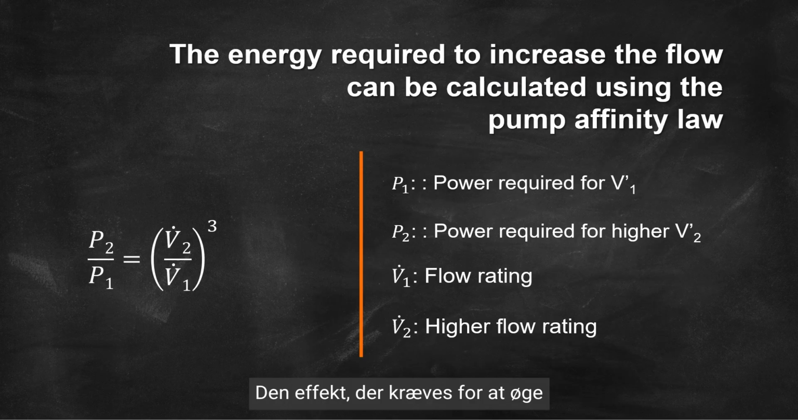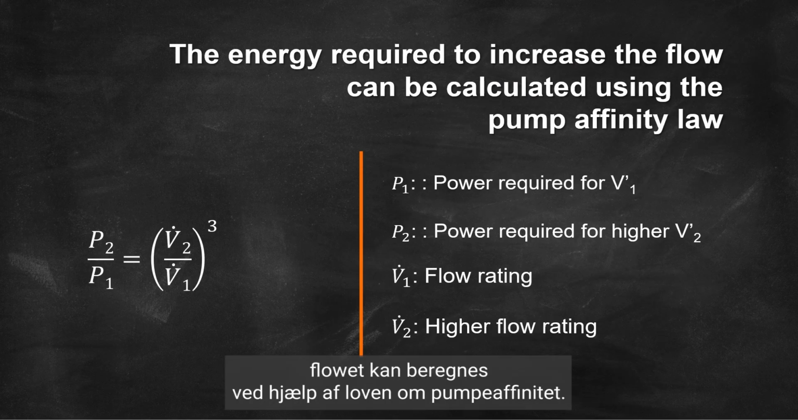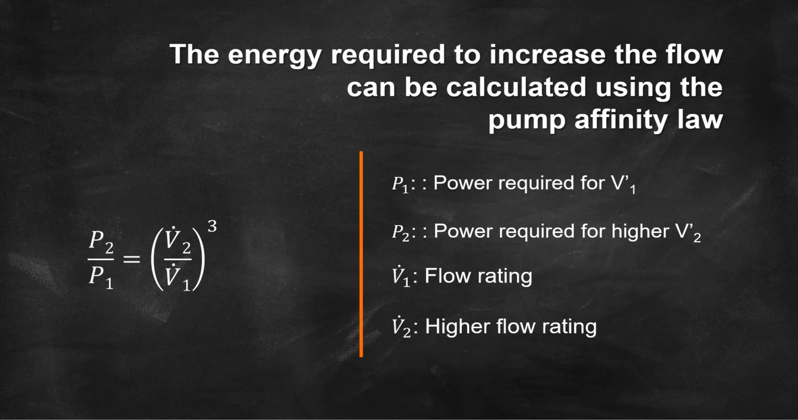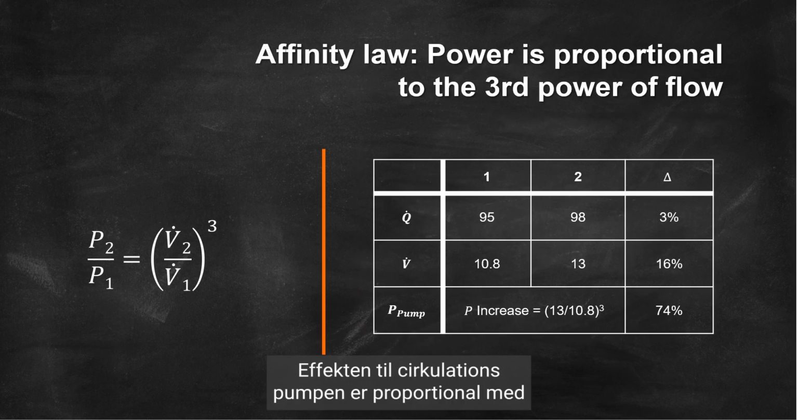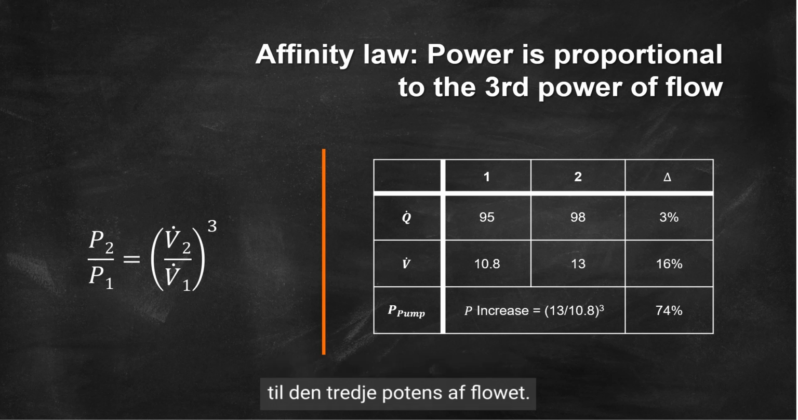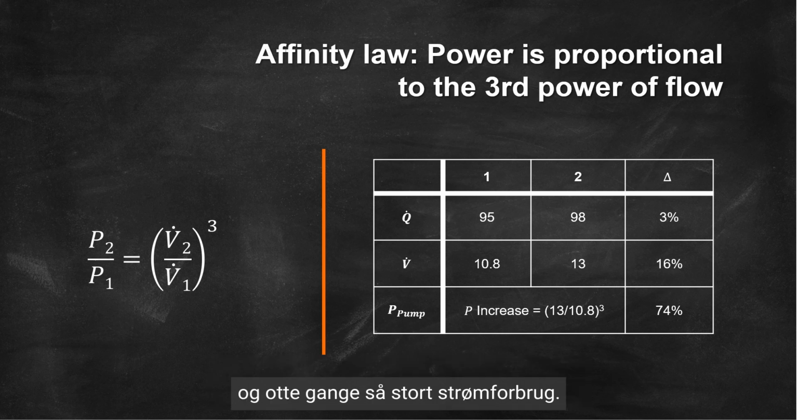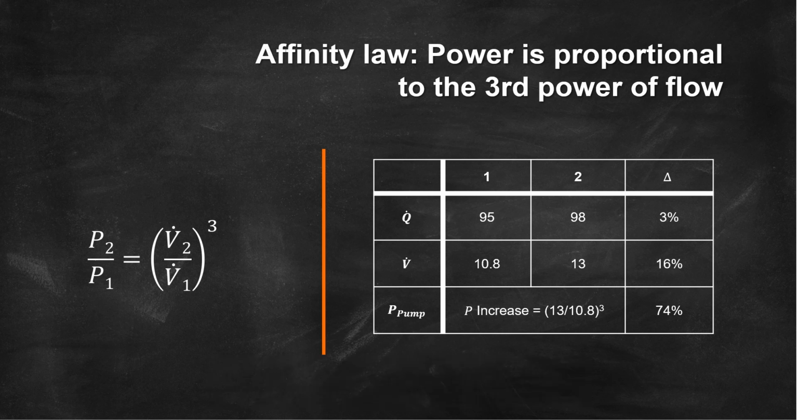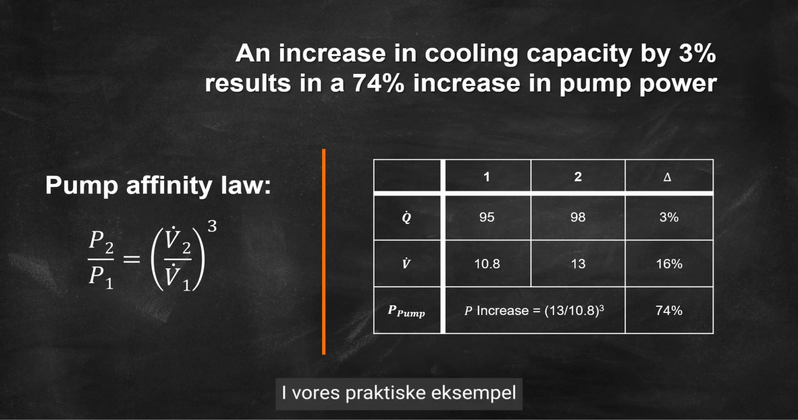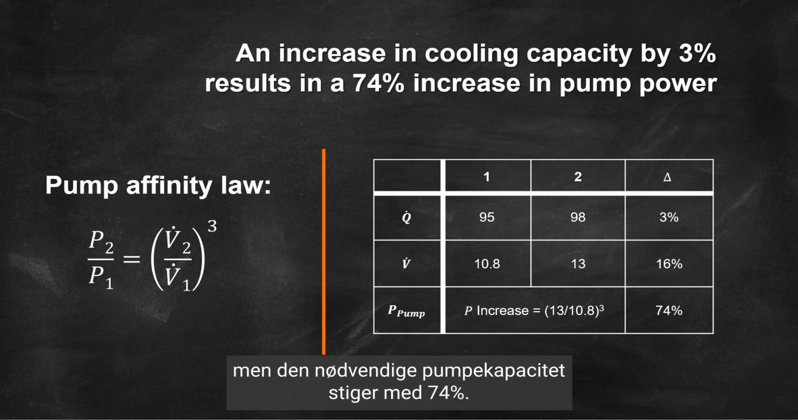The power required to increase the flow can be calculated using the pump affinity law. The power for the circulation pump is proportional to the third power of the flow. Doubling the flow rating means 4 times the pressure loss and 8 times the current consumption. In our practical example, the increase in cooling capacity is around 3%, but the required pump capacity increases by 74%.